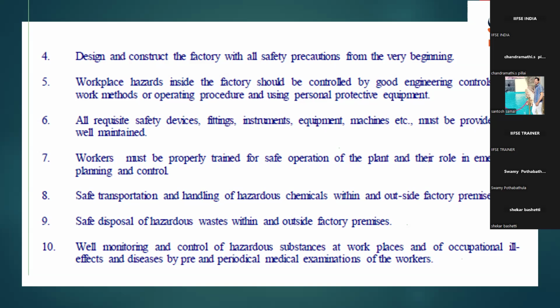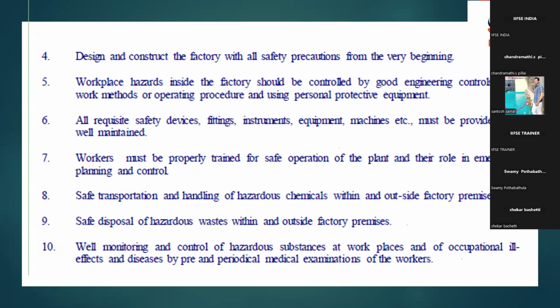And safe transportation and handling of hazardous chemicals within and also outside factory premises, and safe disposal of hazardous waste within and outside the factory premises. So safe transportation of chemicals is also a greater requirement. Maybe in the last few years, we could see some of the petrol tankers have met with an accident, or some other kind of chemical tanker or acid tanker has met with an accident, resulting in people being exposed. So safe transportation also matters while transferring larger quantities of chemicals, and also internal transportation.